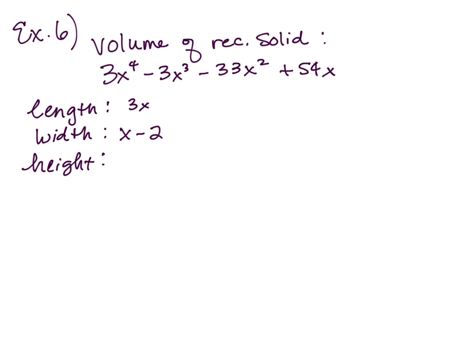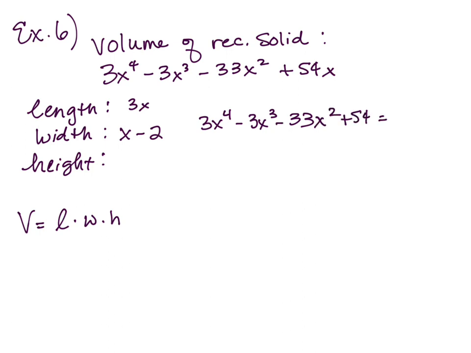So volume of this prism is length times width times height. Are y'all following that? Okay. So let's set our polynomial, this volume, 3x to the 4th minus 3x cubed minus 33x squared plus 54x, equal to length, 3x, times width, x minus 2, times height, h. Length times width times height. Yeah? Now we need to solve for height.